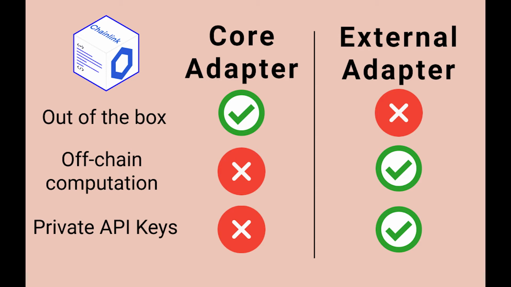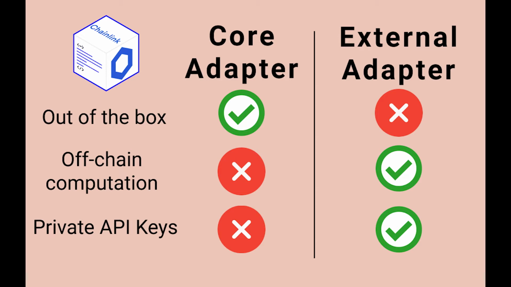So if you want anything other than the raw API results, for example, if you want the maximum out of a series of values that's returned by the API, you can do that computation off-chain if you're using an external adapter. This saves on gas for the Ethereum contract and makes it cheaper to use.